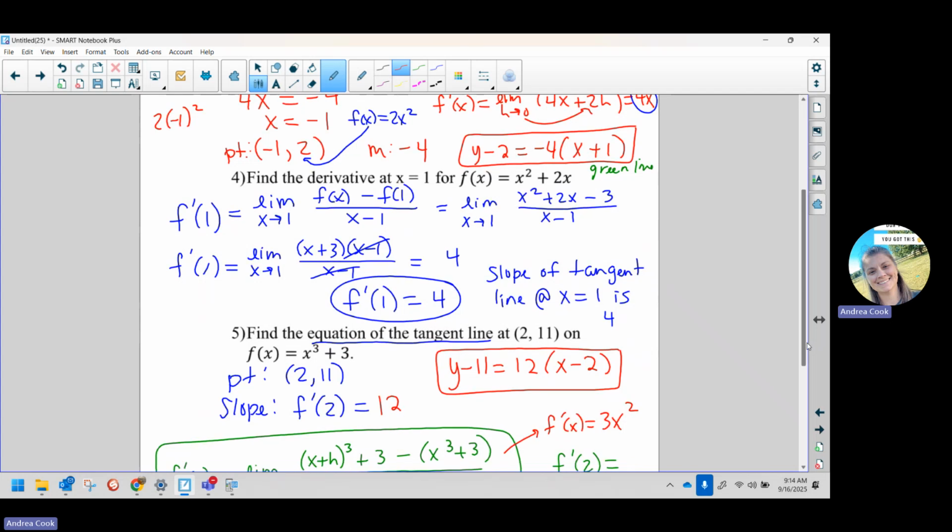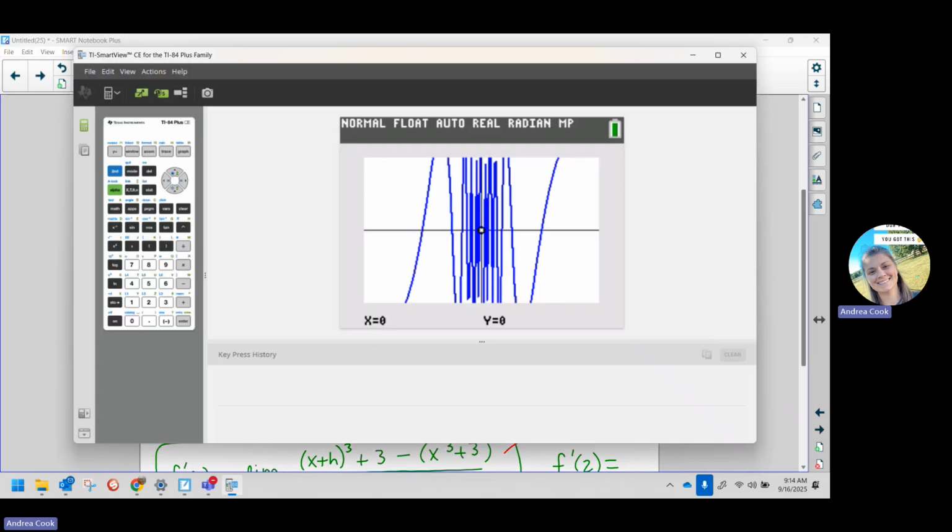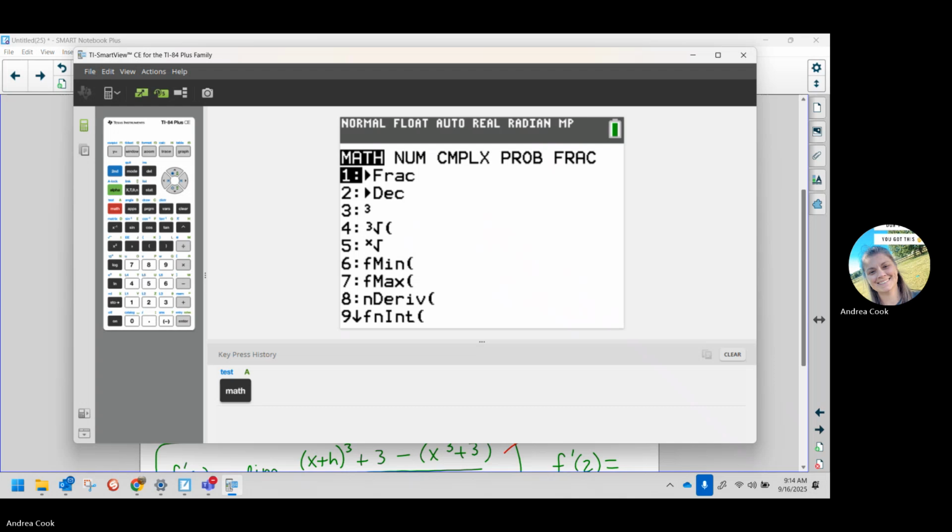So real fast, we're just gonna do this example for where we were finding the derivative at x equals 1 for f of x equals x squared plus 2x. We found the answer to be 4. So I'll first show you on the 84. If I go to my 84, there's 2 ways to do it. The first way is you can go to math. And number 8 says nDeriv.